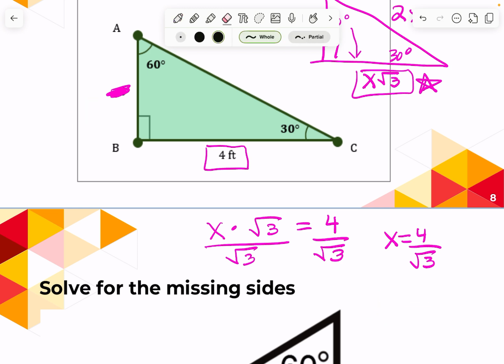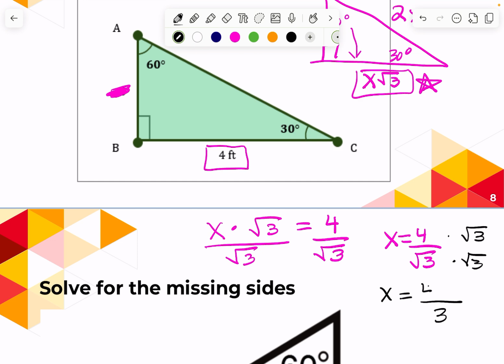But we don't leave it as 4 over root 3 because mathematicians are very particular about having roots on the bottom. So since we don't like having square roots on the bottom, what we end up doing is multiplying the numerator and denominator by root 3. This just allows the denominator not to have a square root, because the square root of 3 times square root of 3 is the square root of 9, and the square root of 9 is 3. So we end up getting 4 root 3 over 3.